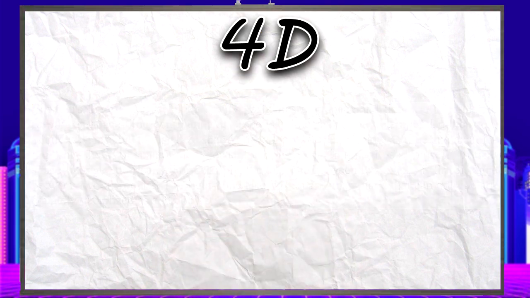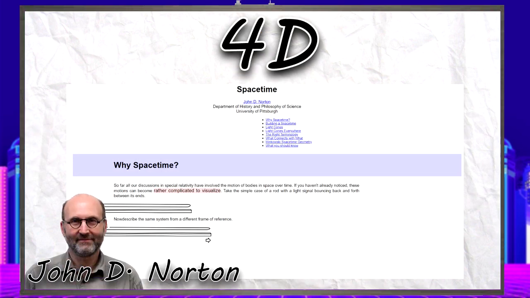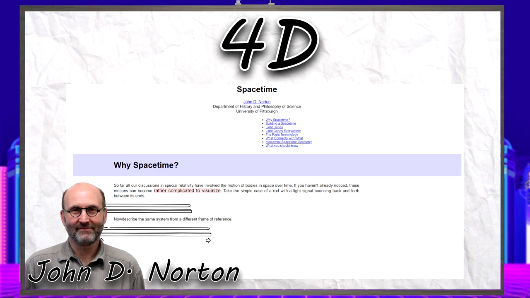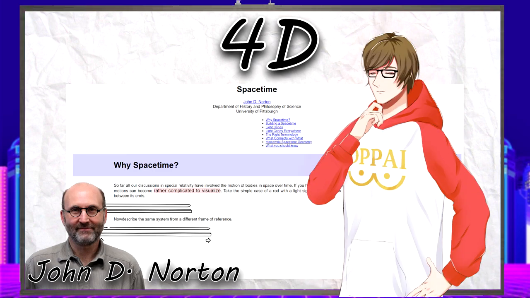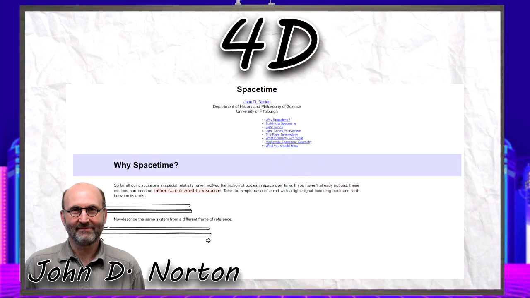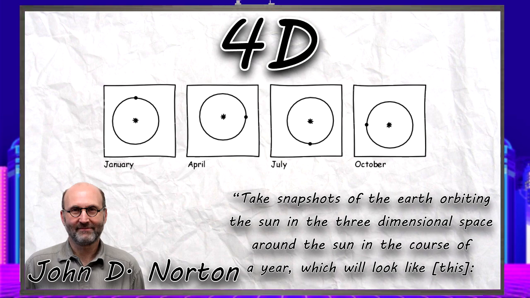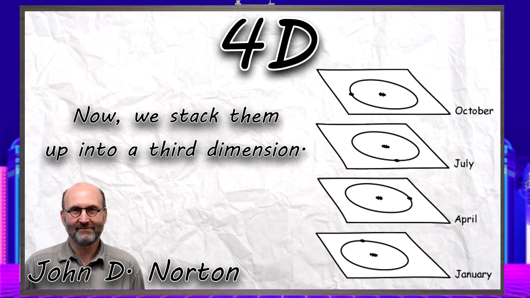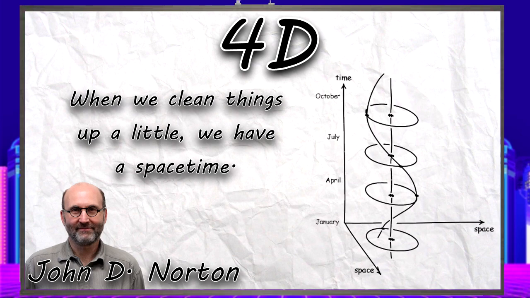As such, I'll also cite this site, written by John D. Norton, a professor who wrote a thesis on space-time. Subsequently, I don't really find it hard to believe that he knows what he's talking about. On the site, Norton says the following: take snapshots of the Earth orbiting the Sun in three-dimensional space around the Sun in the course of a year, which will look like this. Now we stack them up into a third dimension. When we clean things up a little, we have a space-time.